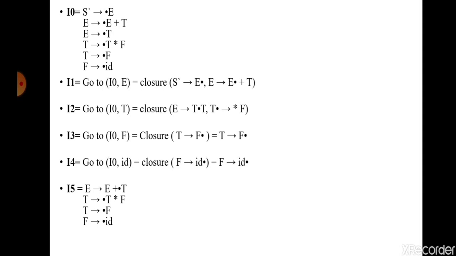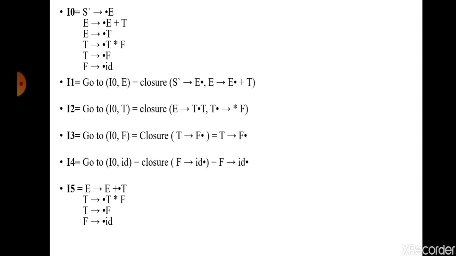So S dash tends to E dot. The dot position moves from left to right. Another production also has capital E, so E tends to E dot plus T. While moving the dot position from left to right, we have to concentrate on the non-terminal values.